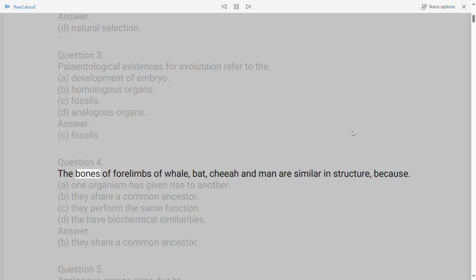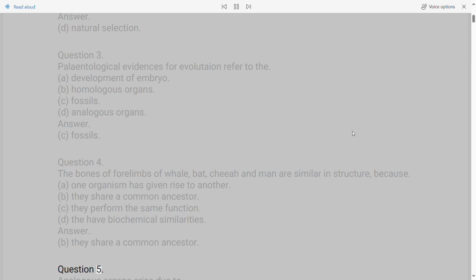Question 4. The bones of forelimbs of whale, bat, cheetah and man are similar in structure because A. One organism has given rise to another. B. They share a common ancestor. C. They perform the same function. D. They have biochemical similarities. Answer. B. They share a common ancestor.